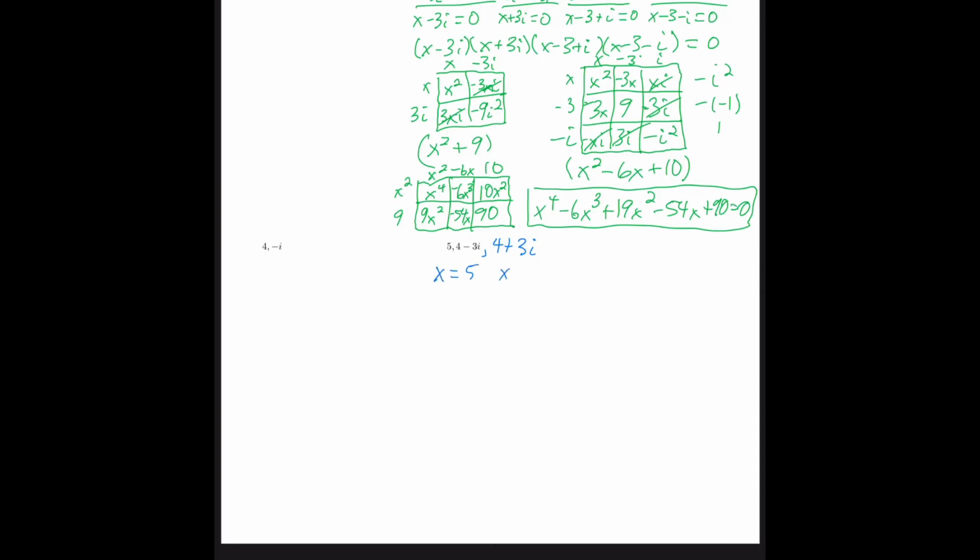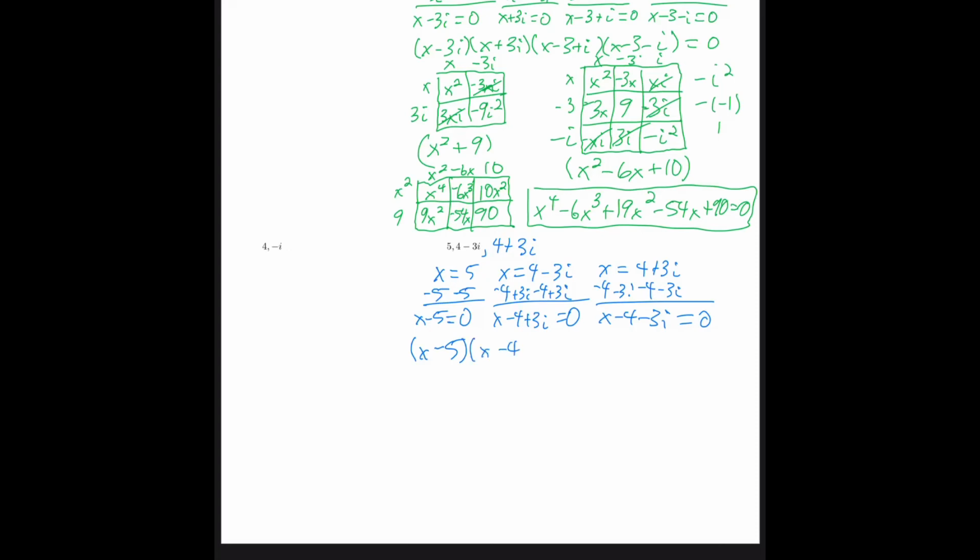So if we try the bottom one here together, start out by finding the conjugates. 5 doesn't have a conjugate because you change the sign on the imaginary part. 5 doesn't have an imaginary part, so it's just 5. But 4 minus 3i does. It's 4 plus 3i. So we'd have x equals 5, x equals 4 minus 3i, x equals 4 plus 3i. Subtract 5 from both sides to get x minus 5 equals 0.